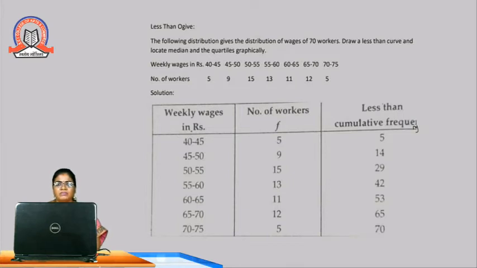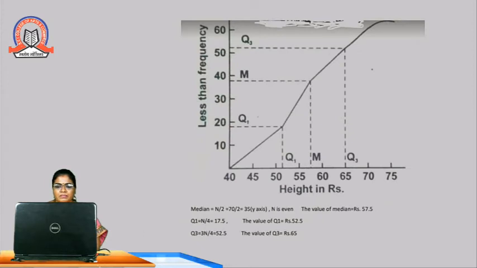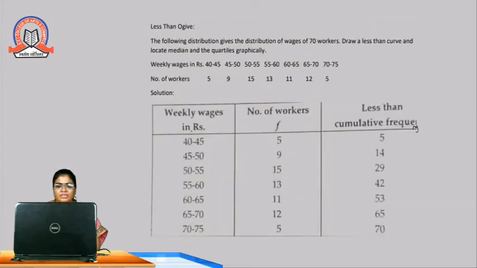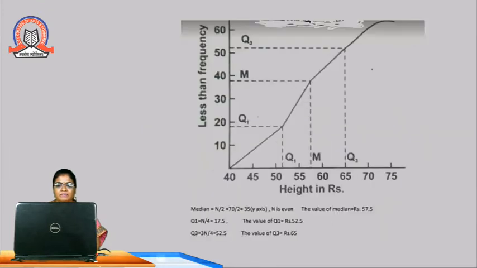So we are going to plot the less than cumulative frequency curve, or less than ogive. For that we take 45, 50, 55, 60, 65, 70, 75 as x values, and y values as the less than cumulative frequencies 5, 14, 29, 42, 53, 65, 70. Plotting this we get the less than frequency curve in the form of an S.